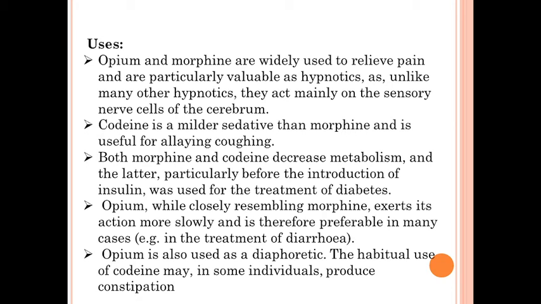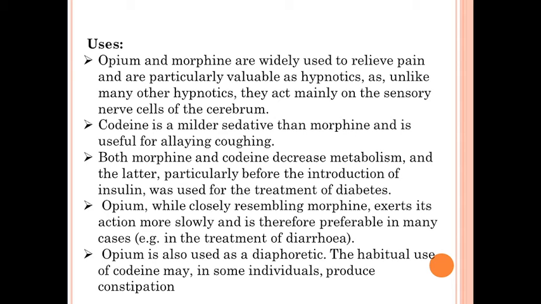Opium, closely resembling morphine, exerts its action more slowly and is therefore preferable in many cases in the treatment of diarrhea. The same thing applies: decrease in metabolism, decrease in breakdown of carbohydrates and proteins, so it slows down peristalsis movement. It is used in the treatment of diarrhea because patients suffering from diarrhea have increased peristalsis, and slowing down metabolism naturally slows down the peristalsis movement.